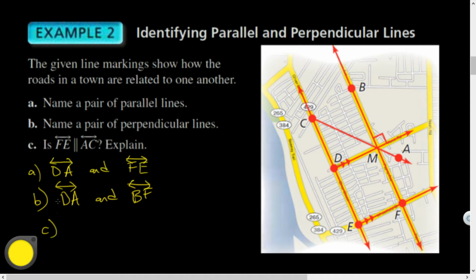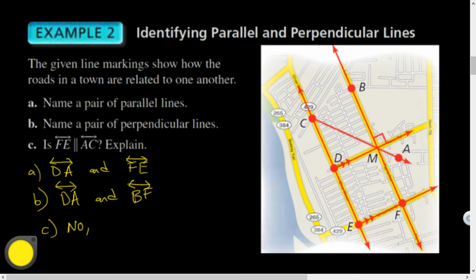Let's see, C. Is FE parallel, that's our new symbol, parallel to AC? Explain. So let's see, FE parallel to AC. Now you guys are probably with me, you're like, that doesn't even look parallel. And I would agree. So I'll say no, but our reasoning might be different.